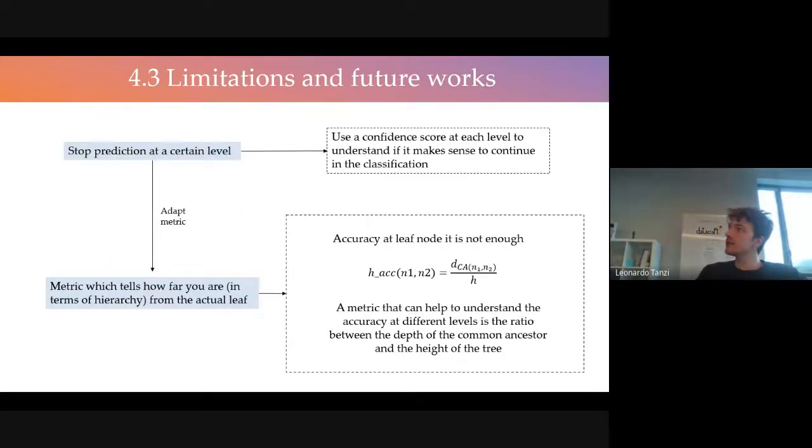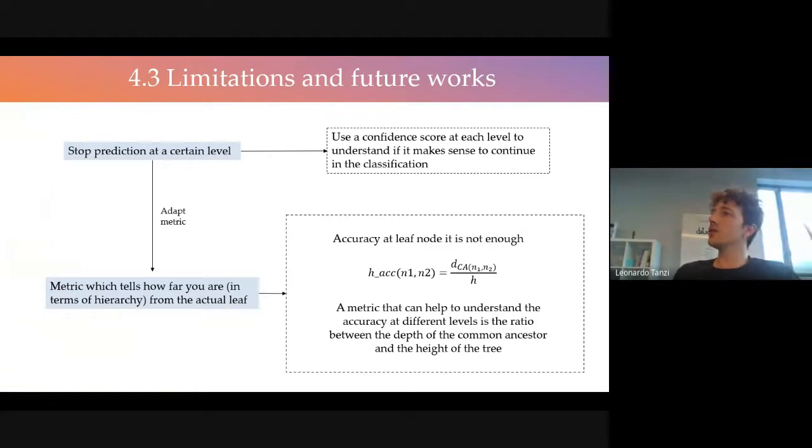One other thing is that, especially for the medical domain, but in general, for diagnosis, it could be useful to have something that stops the prediction when it's not sure anymore. So you are classifying down the tree, and the network realizes that it's not able to classify between A1, A2, A3, so it just stops at A. So the idea could be to use a confidence score at each level, but still this is quite a new idea that we had. And another thing is to adapt the metric to this problem.